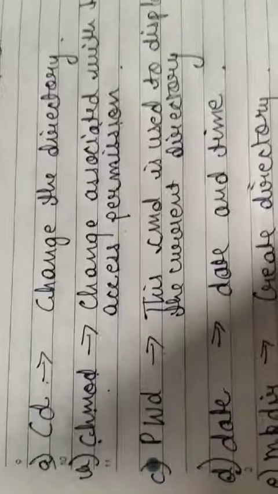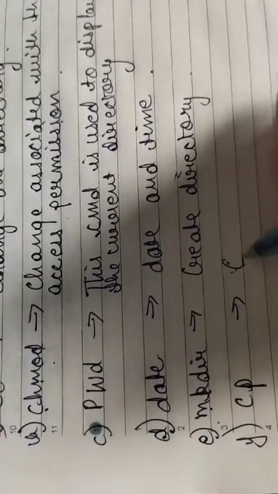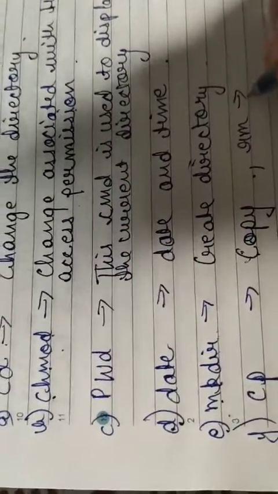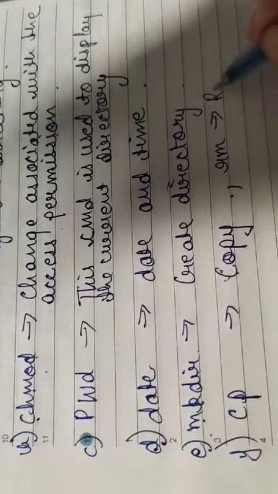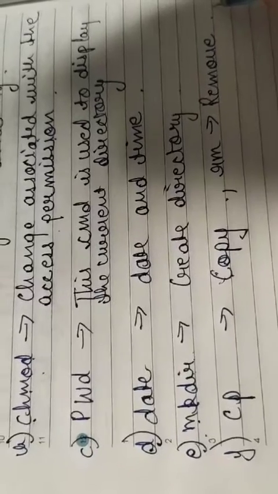The next command that we will be using is the cp. Cp means if you want to copy any data, this command is used to copy it. In the same way, the next command is the rm. Rm means to remove any data or to remove anything in the directory.